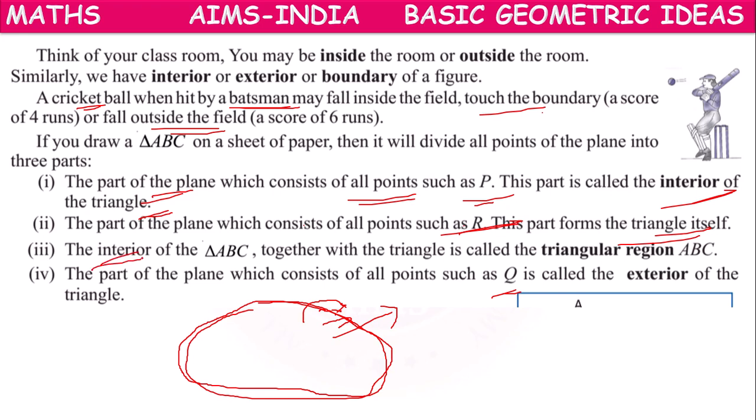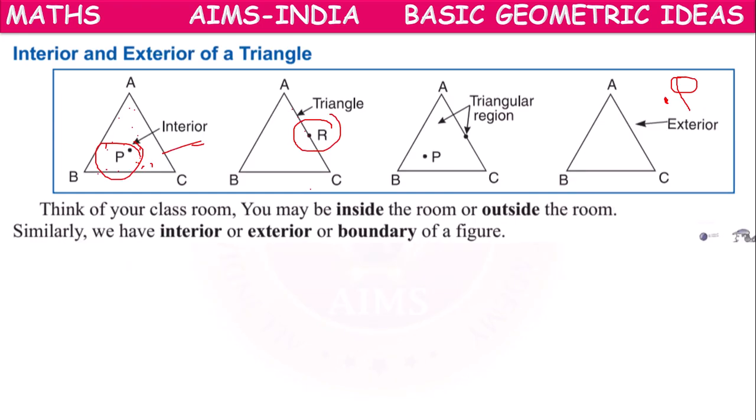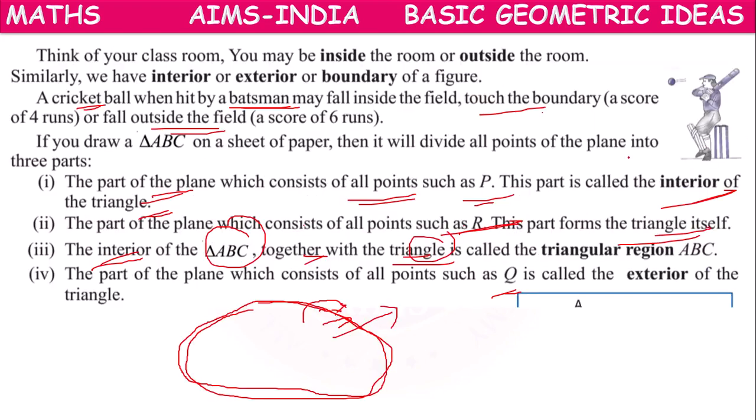The interior part of the triangle ABC together with the triangle, meaning P and R together, P plus R together, is called the triangular region. It means the interior part plus the triangle itself. These two parts combined are called the triangular region. The remaining part is called the exterior region.